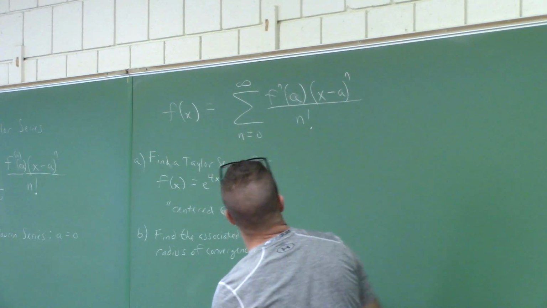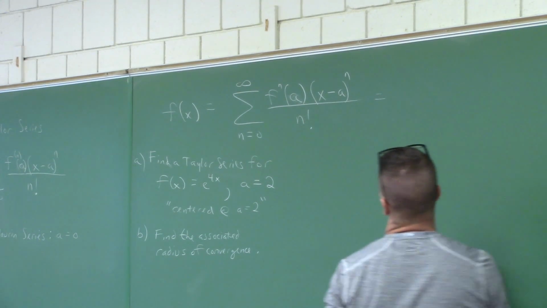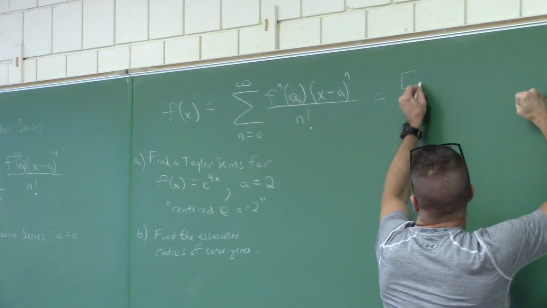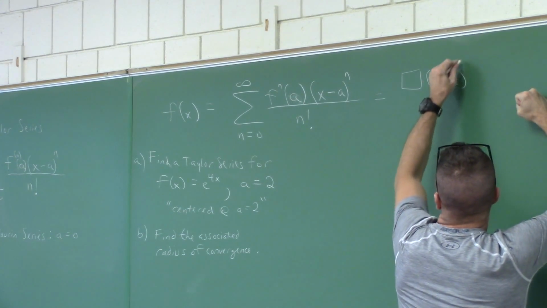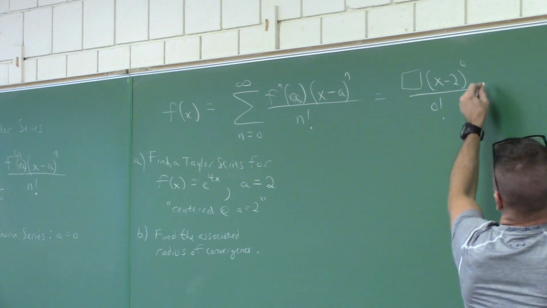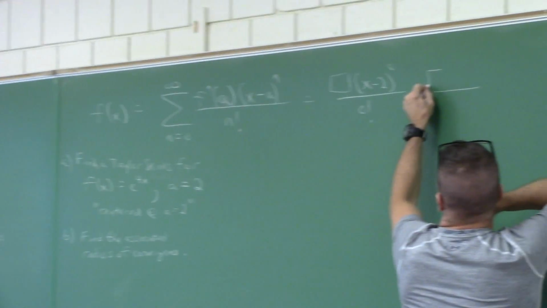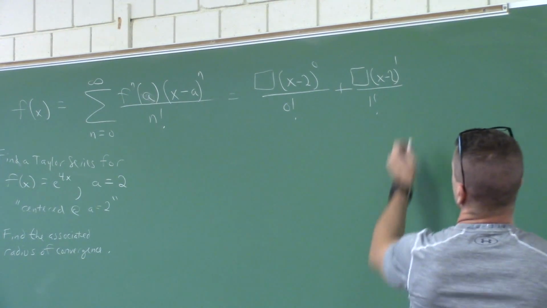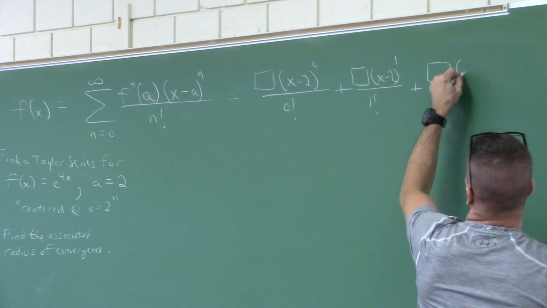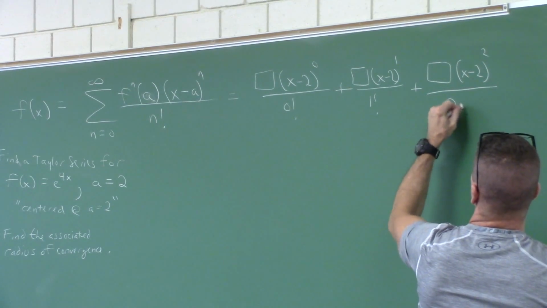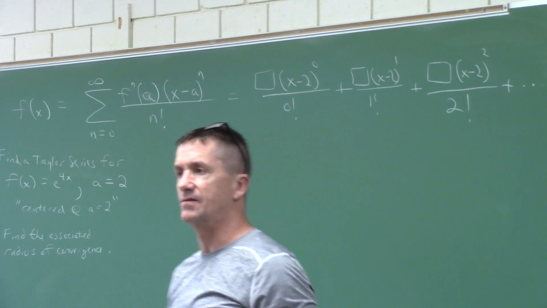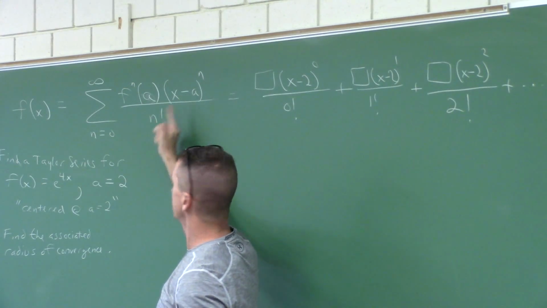So I like to present what this will look like without that. In the end, this is what will happen. What's the a value in this problem? 2. So we're going to have some number times x minus 2, plug in a 0, over 0 factorial. Plus some number times x minus 2 raised to the 1 over 1 factorial. Plus some number times x minus 2 squared over 2 factorial, plus dot, dot, dot. It's going to continue. But each problem we do is going to have this type of setup.